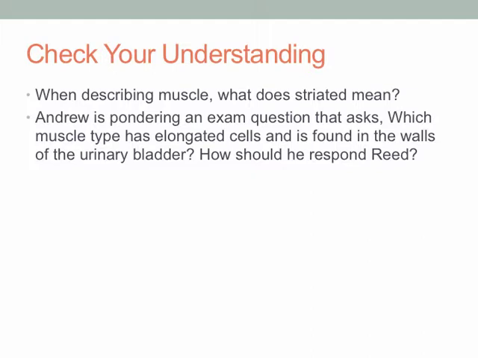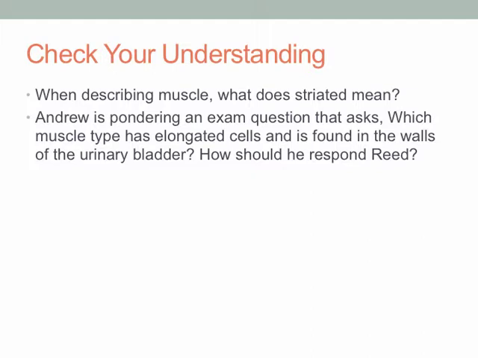All right, Andrew is... I just changed the names. I took these questions out of the book, but anyway, so Andrew is pondering an exam question that asks, which muscle type has elongated cells and is found in the walls of the urinary bladder?